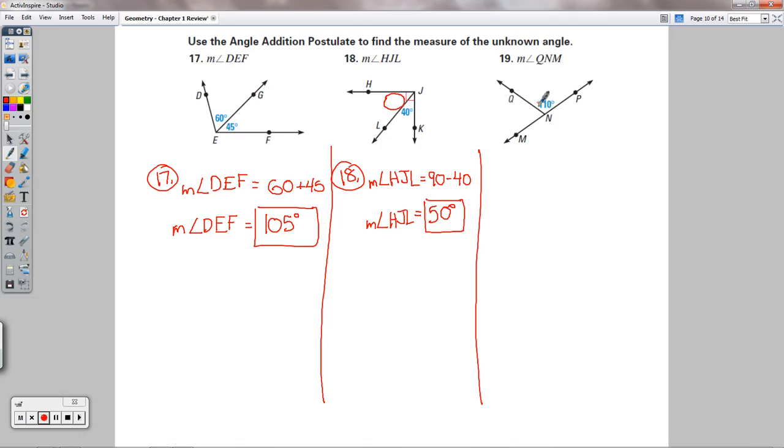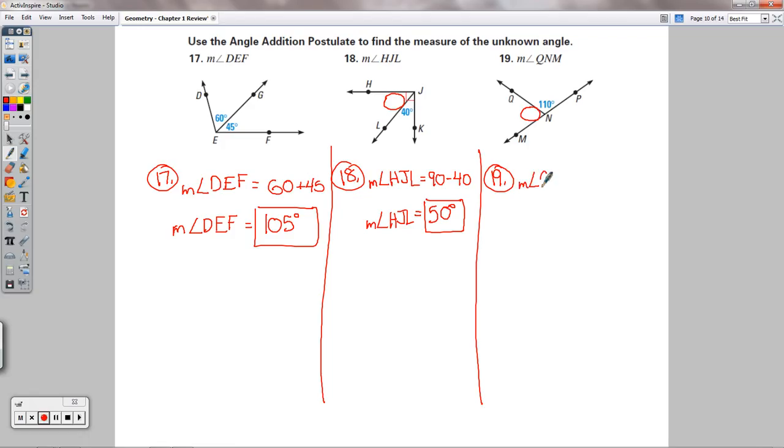And then finally on this one, the measure of angle QNM. Well, you might look at this one and say, they only gave us one piece of information. How can I figure out the other things there? Well, based on the fact that this is a straight line, we can see that looking at the picture. We can assume then that the measure of MNP or PNM, we can assume that that's 180. So we're looking for the measure of this one, QNM, based on that.